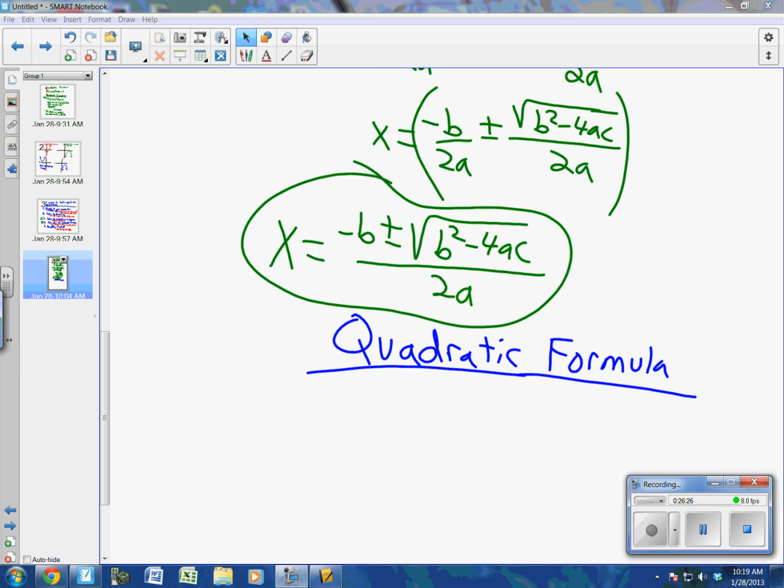X equals negative b plus or minus the square root of b squared minus 4ac all over 2a. One more time. X equals negative b plus or minus the square root of b squared minus 4ac all over 2a.